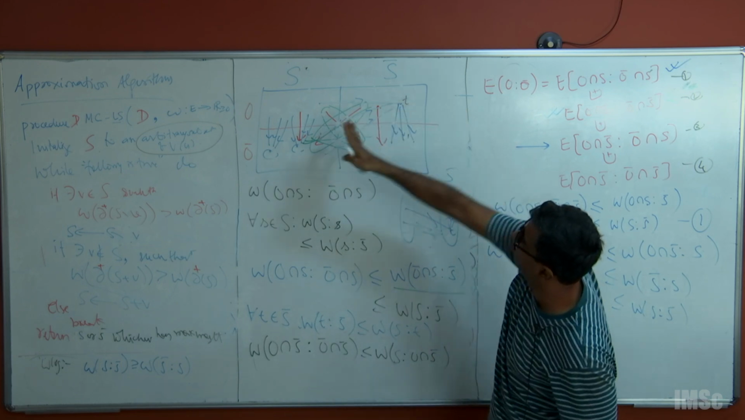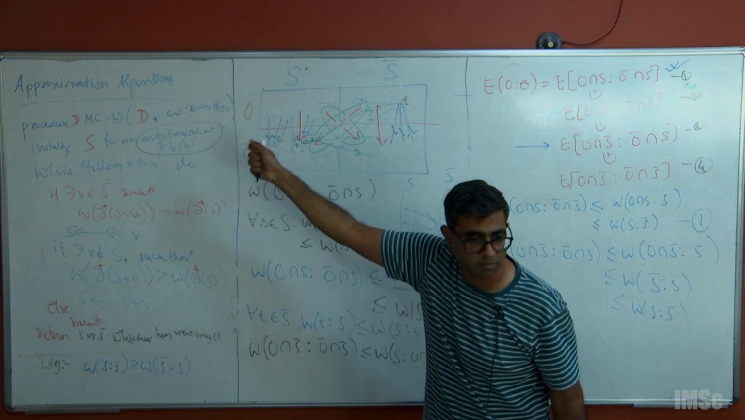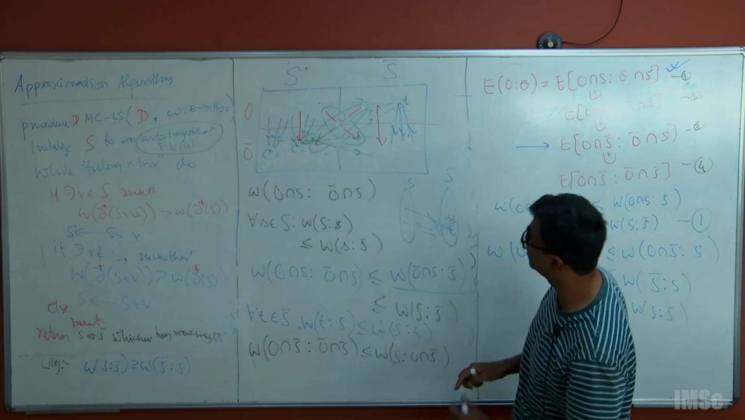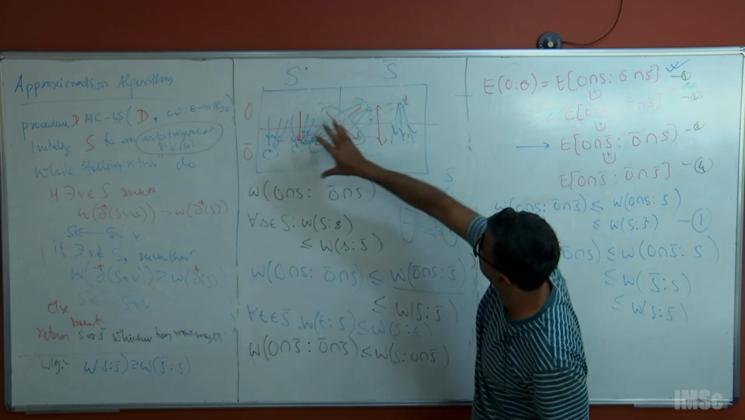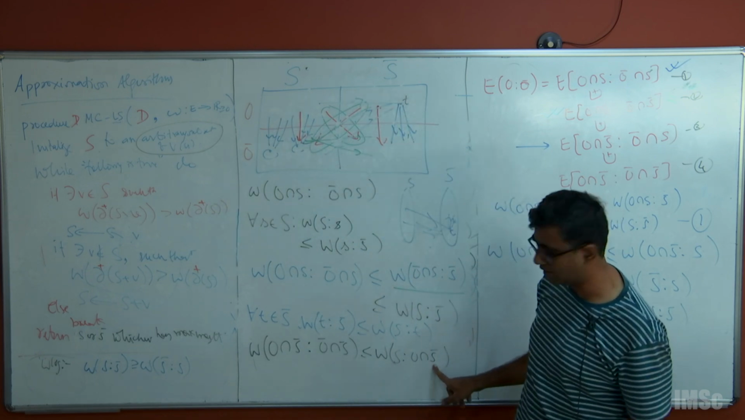Now look at this vertex. Look at the out arcs coming to T. Why did I not move T to this side? Because the weight of this one is more. So what are these arcs? It is coming from S to all the vertices here, which is nothing but S to O intersection S bar.